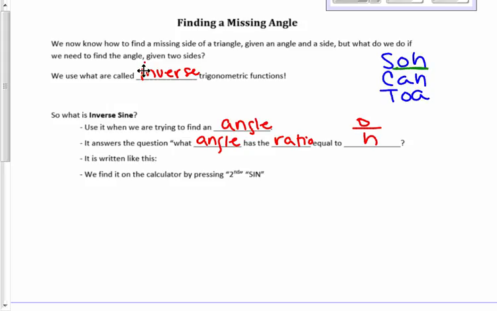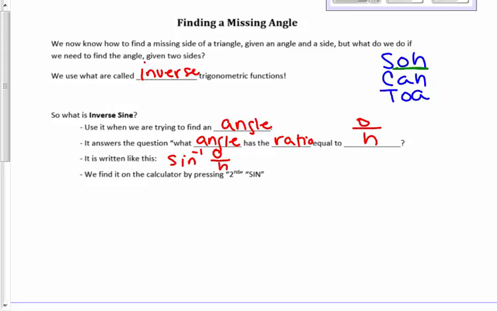So when we're working with sine, it's going to be written as the inverse of sine, so it's sine raised to the -1. And then all you're doing is putting in that ratio, O over H. We can find this in your calculator by hitting the second sine button.